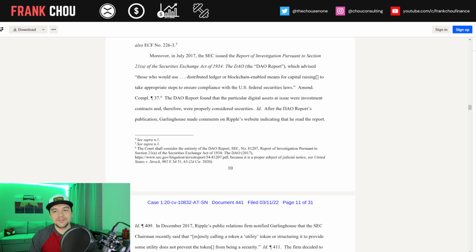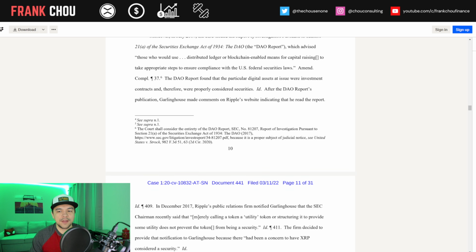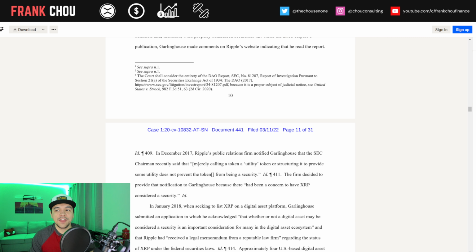Moreover, in July 2017, the SEC issued the Report of Investigation pursuant to Section 21A of the Securities Exchange Act of 1934, the DAO report. This has been cited multiple times, and now it is being brought into the conversation here. It advised that those who would use distributed ledger or blockchain-enabled means for capital raising should take appropriate steps to ensure compliance with the federal securities laws. The DAO report found that the particular digital assets at issue were investment contracts and therefore were properly considered securities. After the DAO report's publication, Garlinghouse made comments on Ripple's website indicating that he read the report.